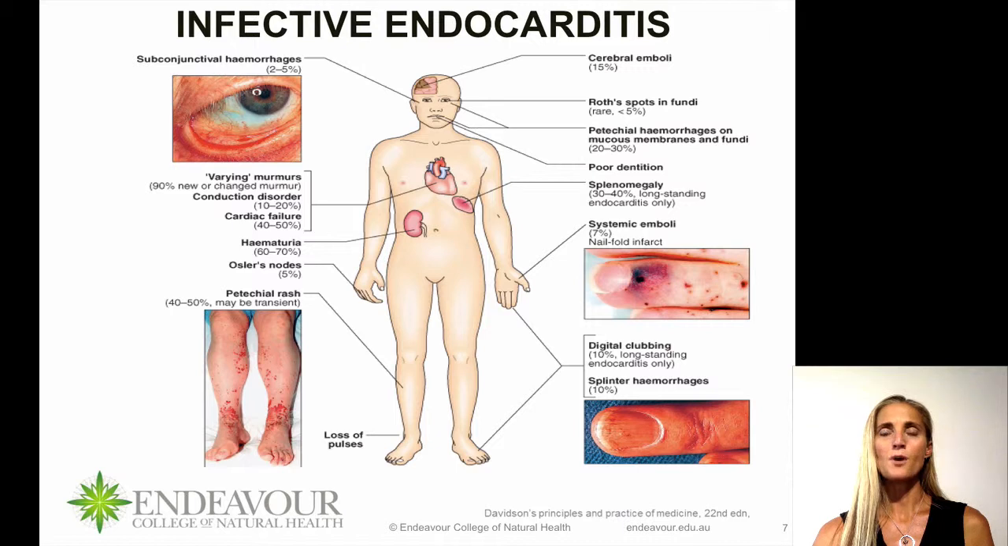Here's an image of various presentations of the signs and symptoms of infective endocarditis. Have a little read through this. You can see the spleen, splenomegaly, a swollen spleen. You can see that clubbing, and splinter hemorrhages. We've talked about those. See the little brown stripes? We spoke about those in the kidney lectures. So have a look through those.